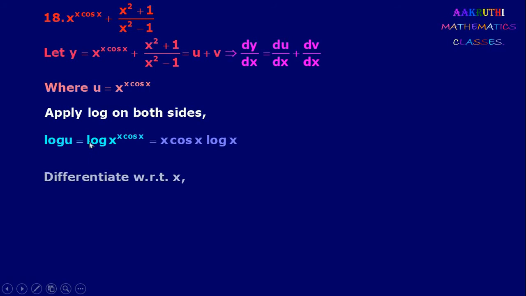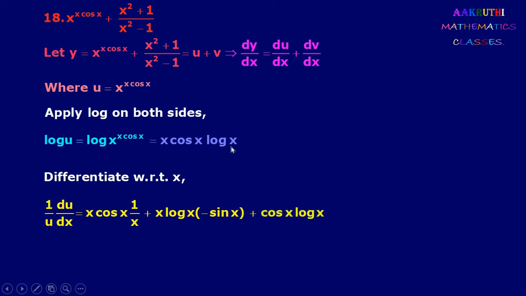Then differentiate with respect to x, we get 1 by u into du by dx equal to, and here it is UVW rule, x cos x log x, 3 function. Write x and cos x as it is, log x differentiation is 1 by x. Then write x and log x as it is, differentiate cos x, differentiation is minus sin x. And write cos x and log x as it is, and x differentiation is 1. So therefore, du by dx is, take u to this side, and here x cancel, we get du by dx equal to u into cos x, and here it is minus x log x sin x plus cos x log x.